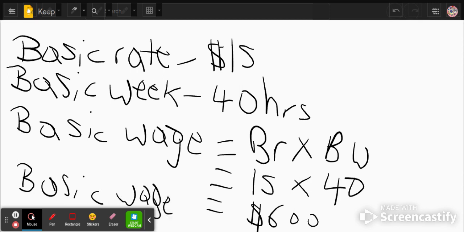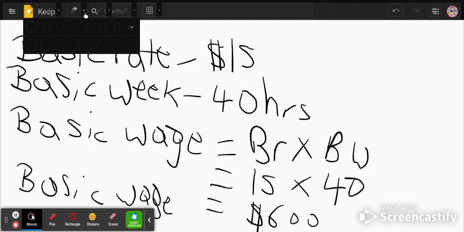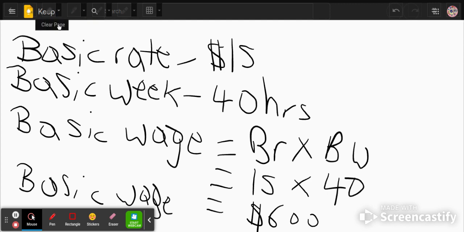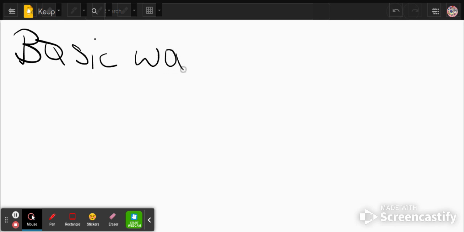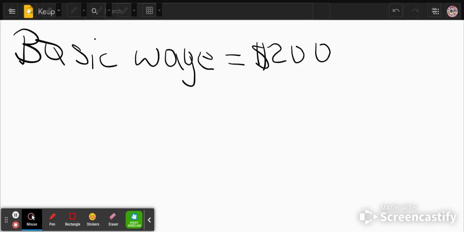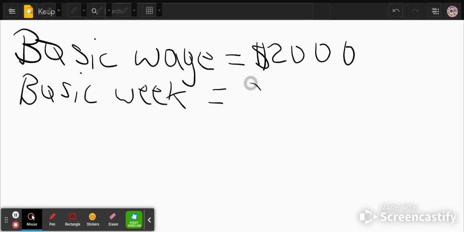Now let us go to a trickier question, right? One that is a bit more tricky. In this one, we should find the basic rate instead of the basic wage, right? So I'm going to read it out. Twilight's basic wage is $2,000 and she works 40 hours a week. What is her basic rate? So let's write down what we know, right? Basic wage, right, is $2,000. And the basic week, right, is 40 hours, right? So now they want to find her basic rate.